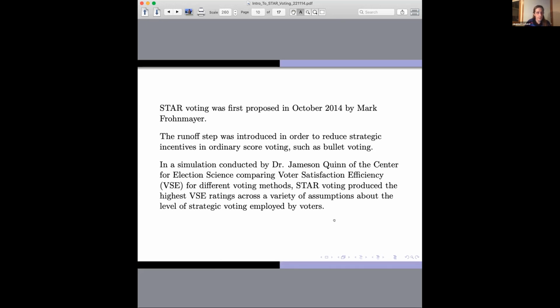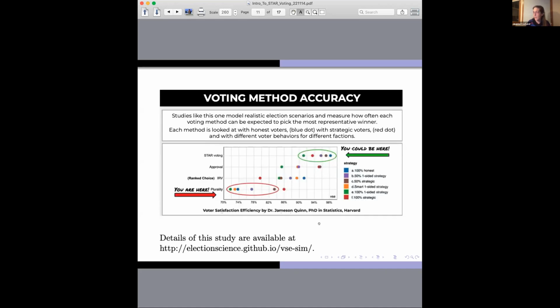There's this guy, Jameson Quinn, who's a statistician, has worked with the Center for Election Science, and he's run some simulations comparing a lot of different voting methods. He's got this metric called the voter satisfaction efficiency. He's run this with assumptions of different voter behavior, assuming that voters vote honestly, assuming that voters vote completely strategically, and various mixes of this.